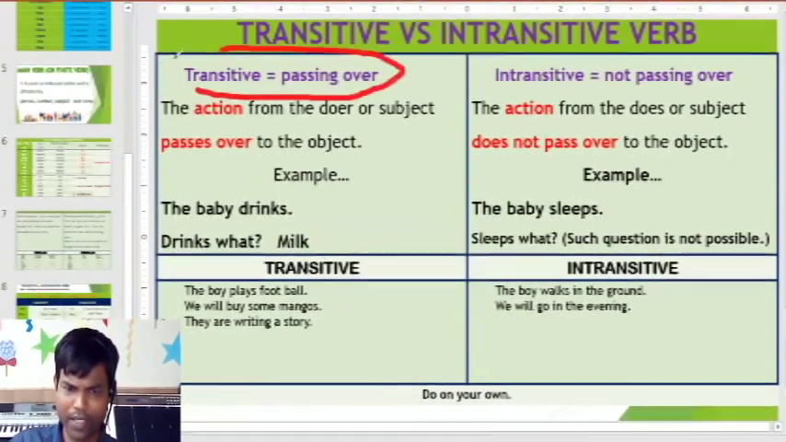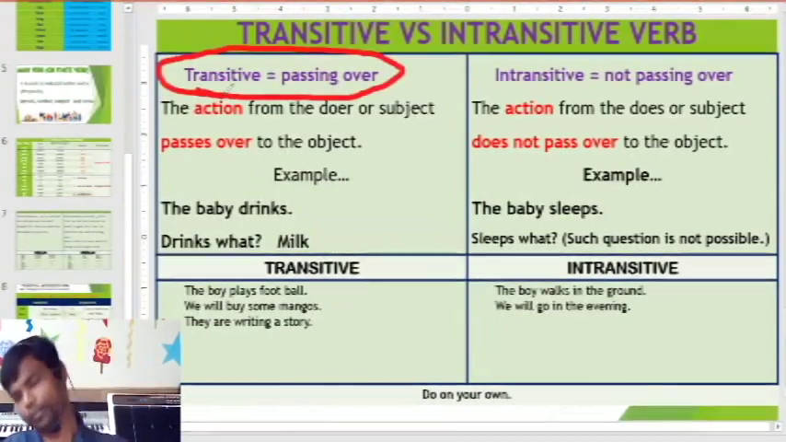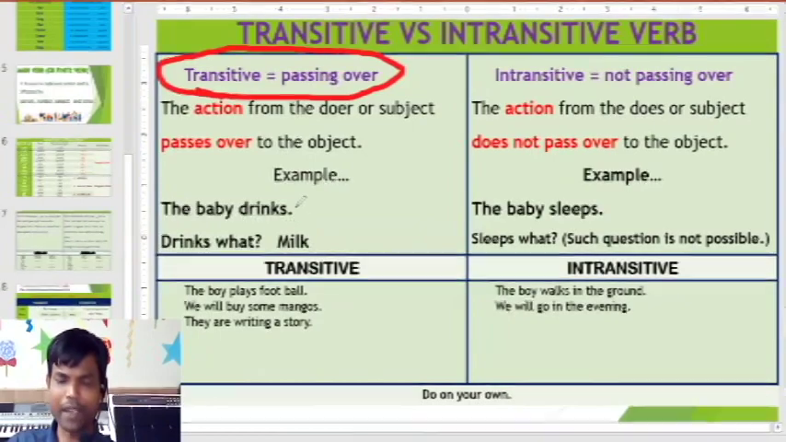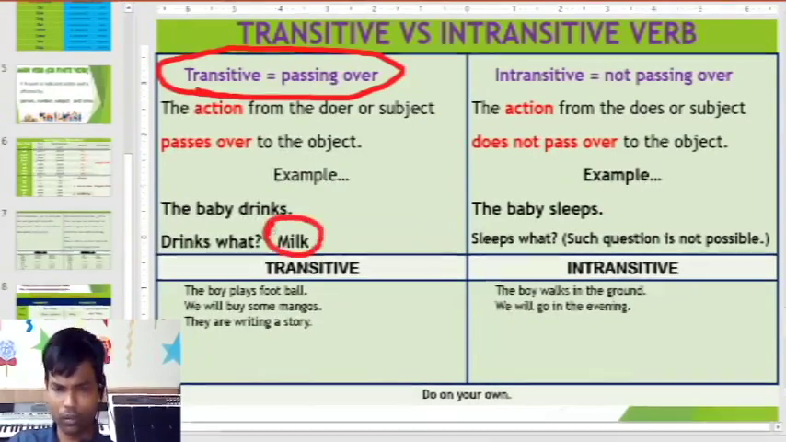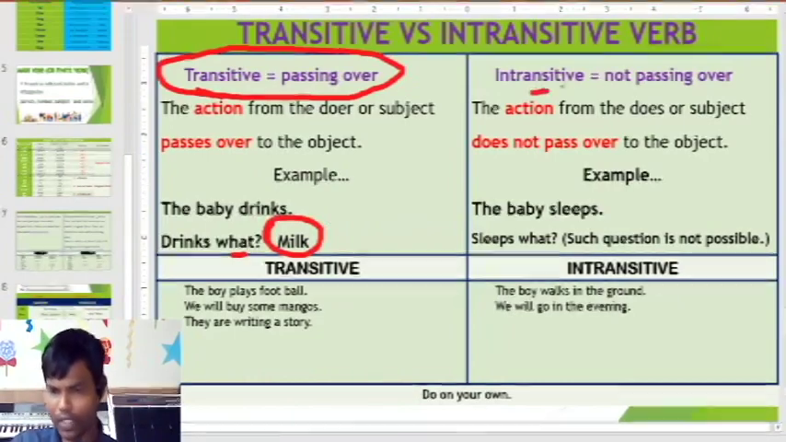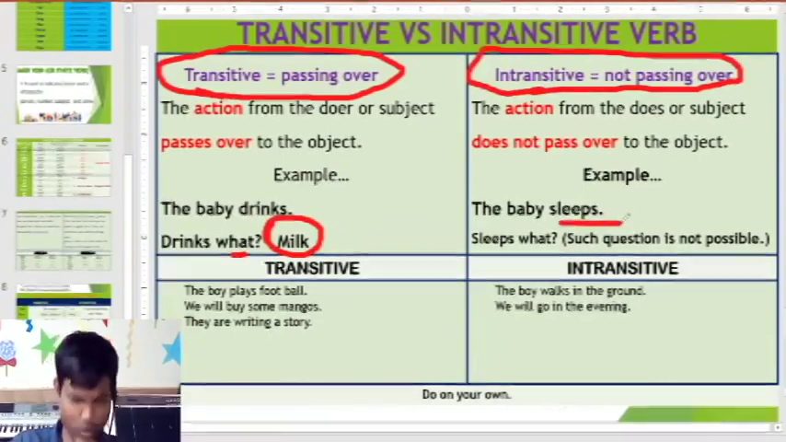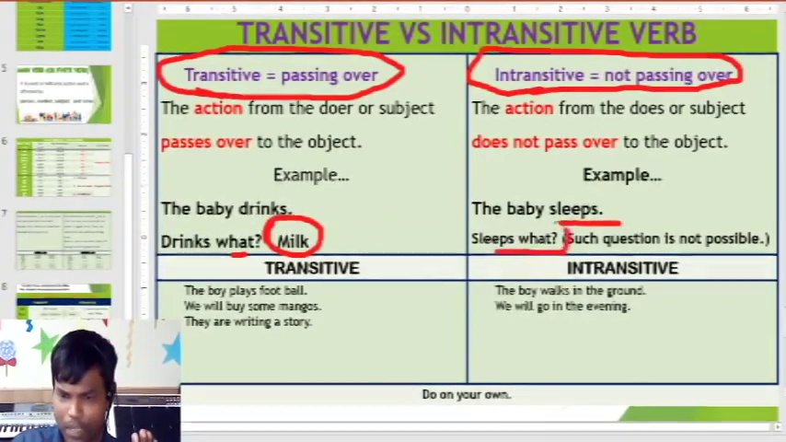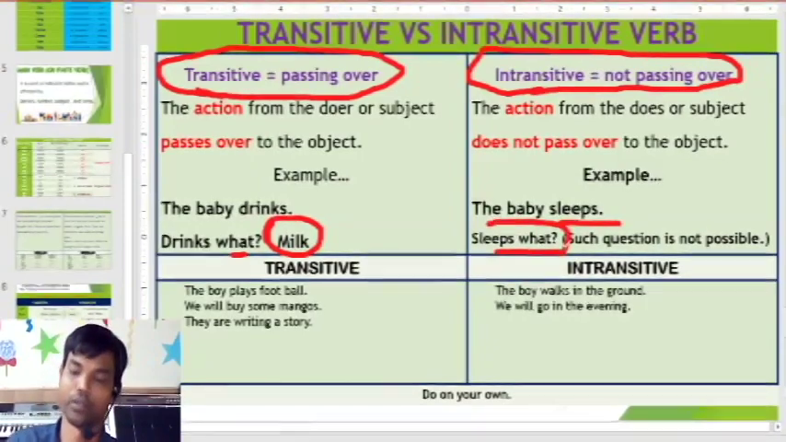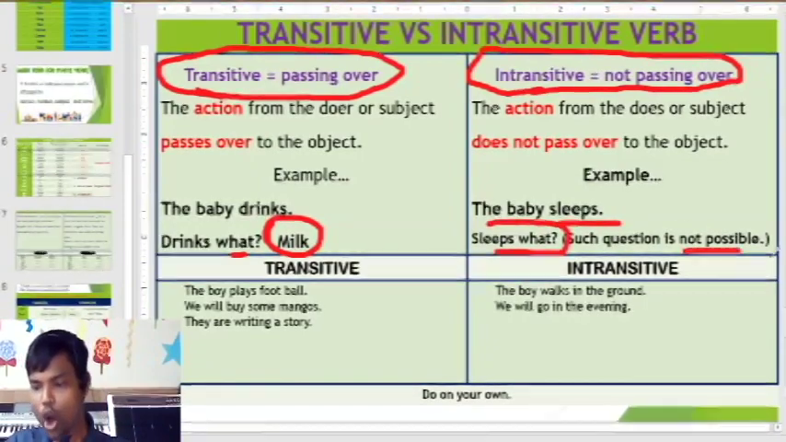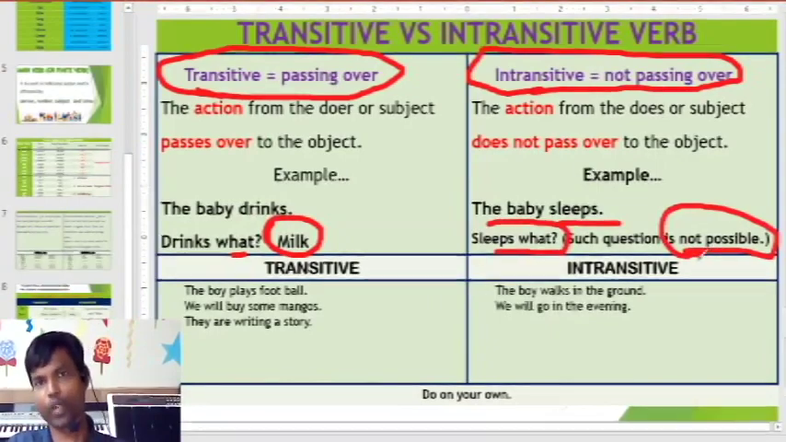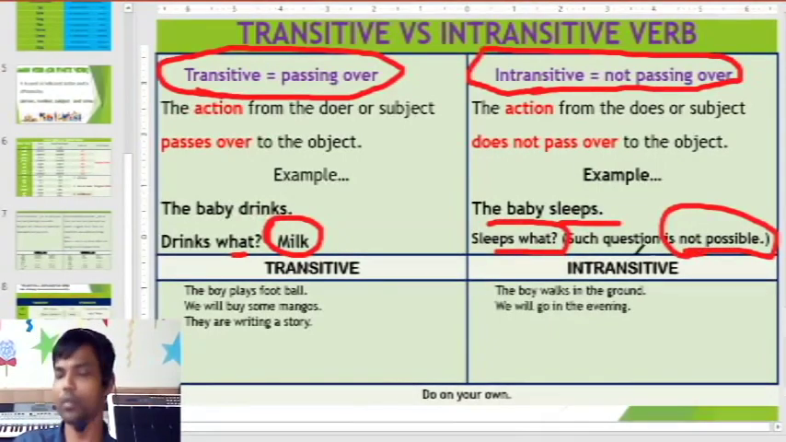Transitive means passing over. How do you know it passes over? The baby drinks. Drinks what? Milk. Intransitive does not pass over. It is not going over to the object. The baby sleeps. Can you ask the question what? No, you cannot. Sleeps what? Such a question is not possible, and therefore it is an intransitive verb.